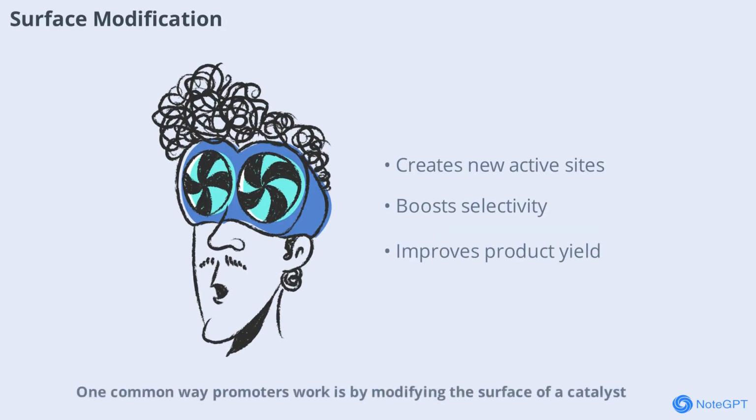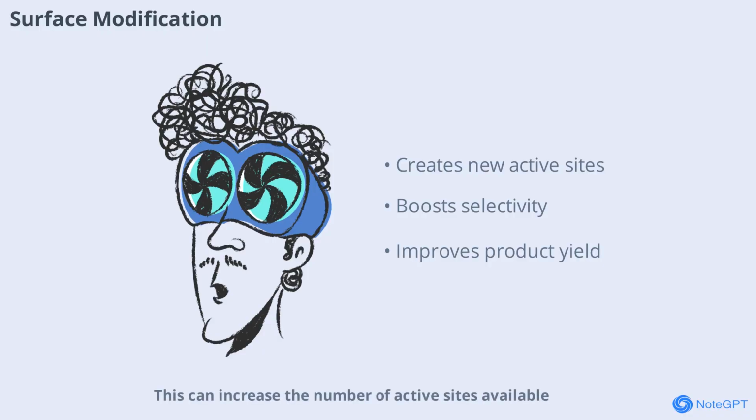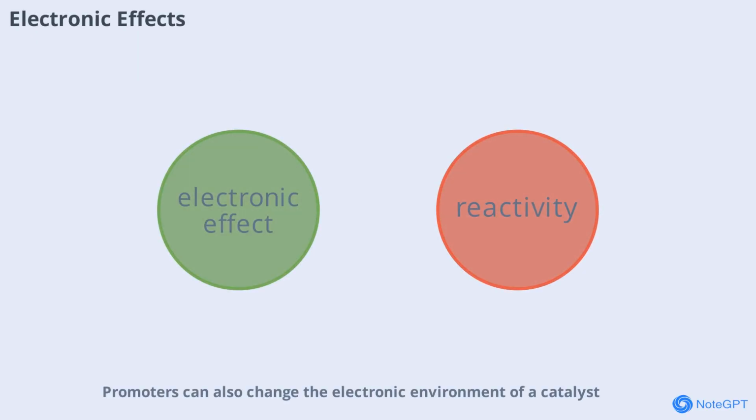One common way promoters work is by modifying the surface of a catalyst. This can increase the number of active sites available for the reaction or change the way reactants are adsorbed. For example, adding a promoter might create new sites that are more selective for a particular product, leading to higher yields and fewer byproducts. Surface modification is a key strategy in catalyst design. Promoters can also change the electronic environment of a catalyst.